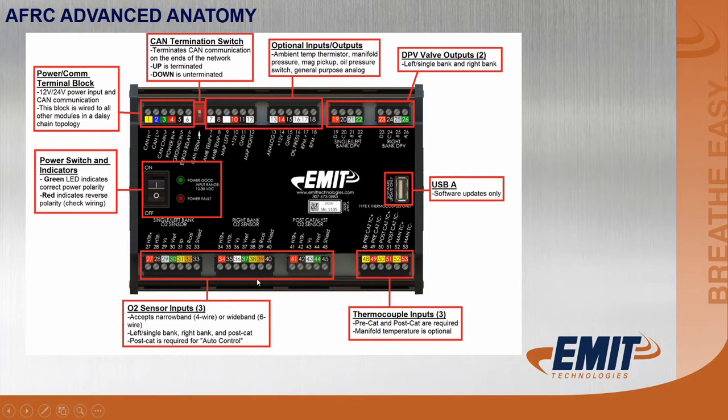And then you have O2 sensor inputs. The AFRC Advanced will support both a wideband and narrowband left bank and right bank and post-catalyst O2 sensors. Post-catalyst is always going to be a narrowband. Okay? And then we can support 3 type K thermocouples as well, typically pre-cat, post-cat, and manifold temperature. This control also has the ability for single set point control. It has the ability for mapped control, a custom built map, or you have the ability to run in auto control where you only determine whether you want it richer or leaner, and it tracks throughout all the loads.